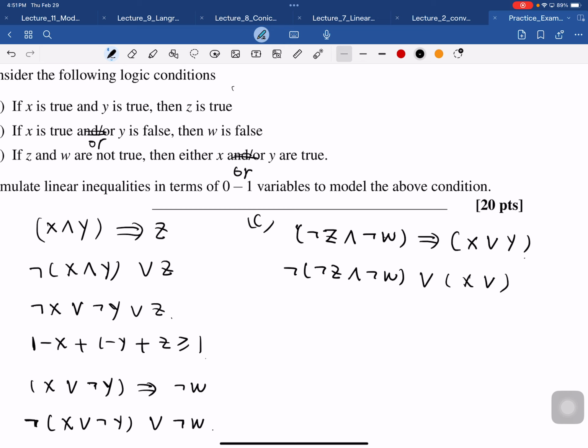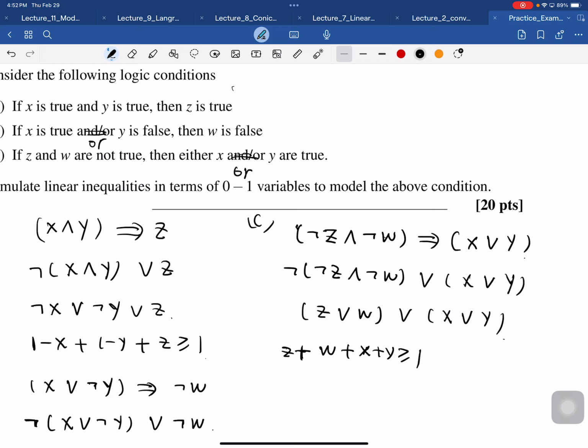So you first remove the implication, you bring the negation inside, applying De Morgan's rule. Okay, so now I think we are done, right? After applying De Morgan's rule, because now there is no conjunction, there is only disjunction here. Then we can write out this inequality: z plus w plus x plus y greater than or equal to 1.